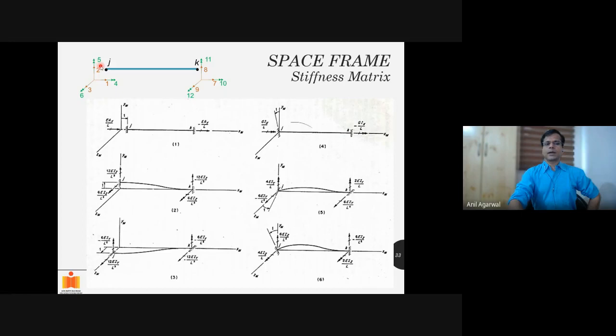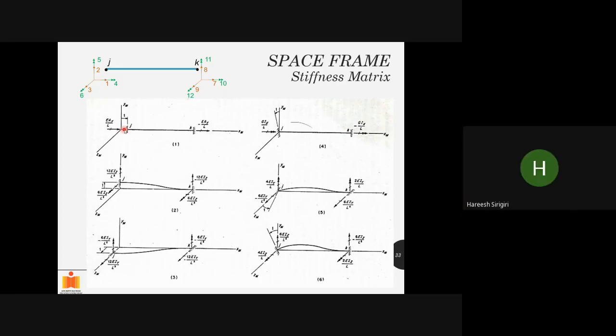So can anybody tell me, out of these 6 degrees of freedom, which 2 were active when we were dealing with plane beam? In the case of a plane beam, we had only 2 degrees of freedom at each joint. Which 2 were they? 2 and 4.